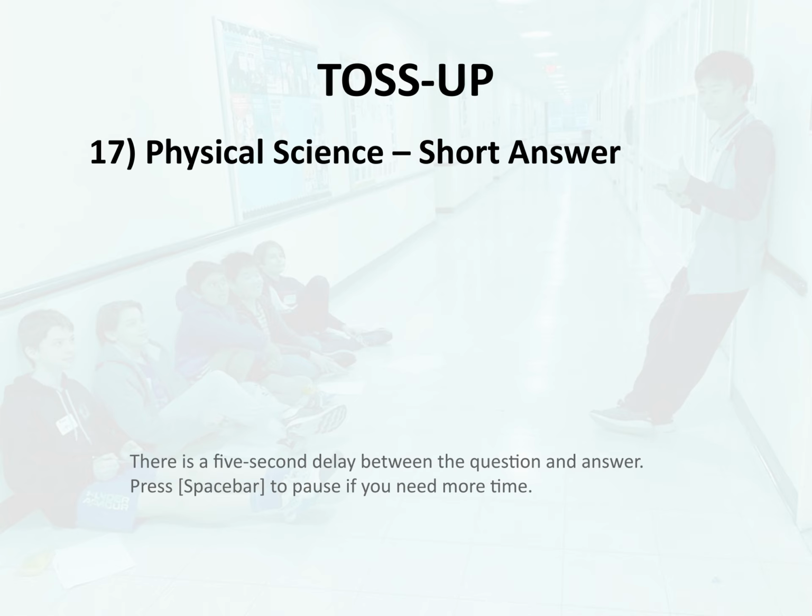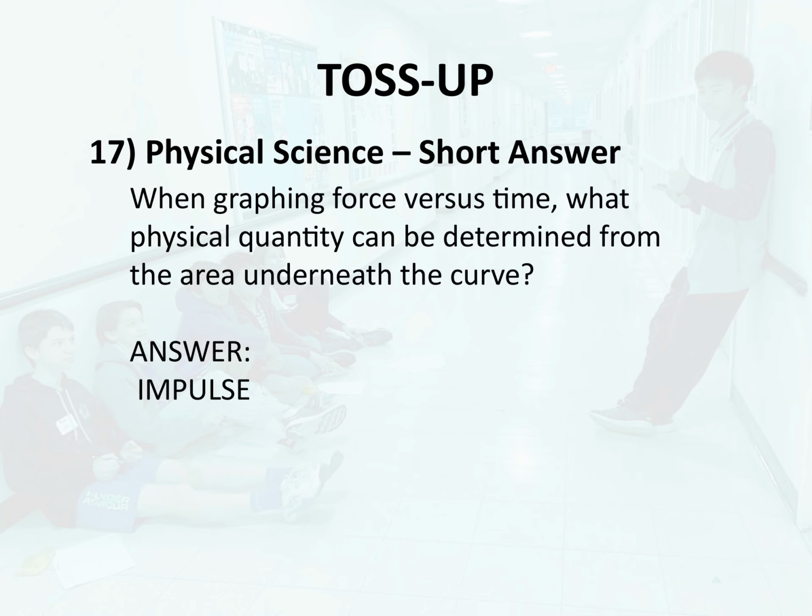Toss-up 17. Physical science, short answer. When graphing force versus time, what physical quantity can be determined from the area underneath the curve? Answer: impulse.